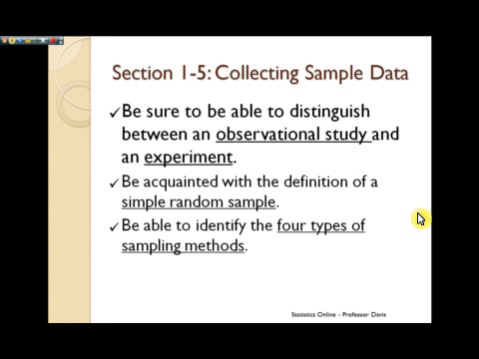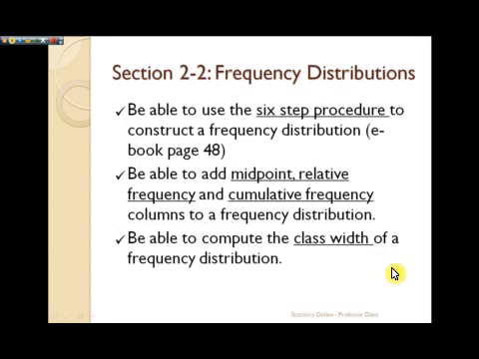And then finally, I guess the major thing in this section is to be able to identify the 4 types of sampling methods that are used, whether they be systematic, convenient sampling, cluster sampling, or stratified sampling. So make sure you look at the exercises in that section on how to differentiate those 4 types. So that finishes off chapter 1.